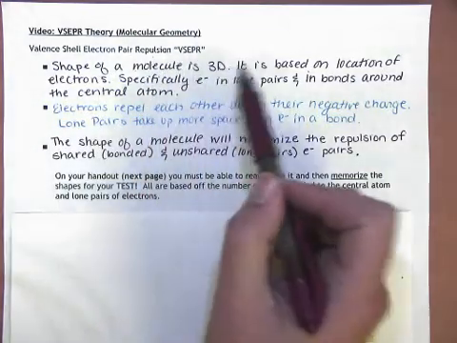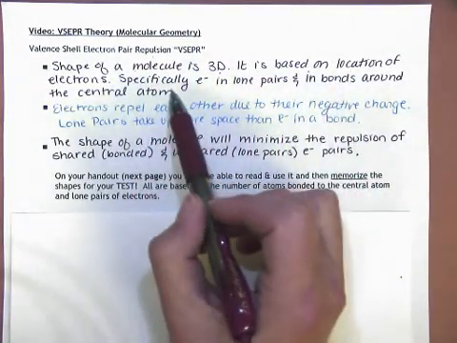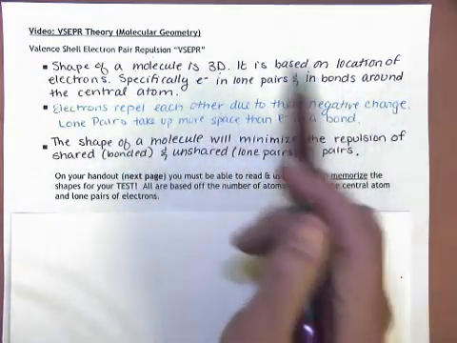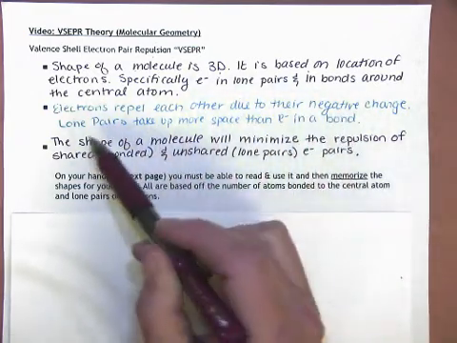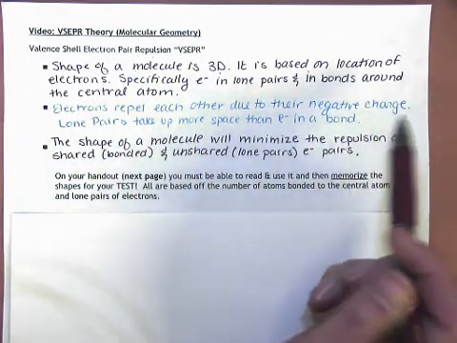First, the shape of a molecule is three-dimensional. It's based on the location of electrons, specifically electrons in lone pairs and in bonds around the central atom. These electrons repel each other due to their negative charge. Lone pairs take up more space than electrons do in a bond.